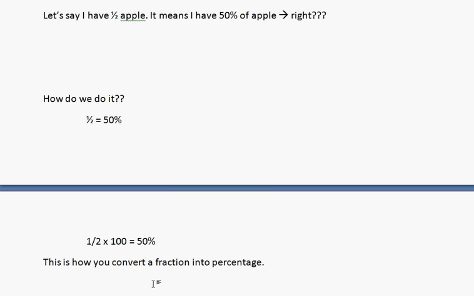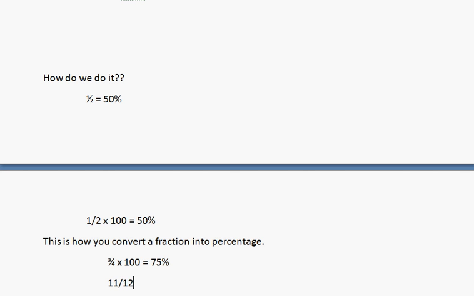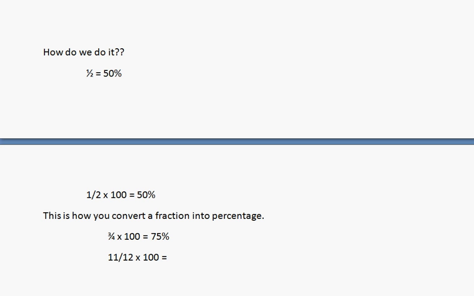So how to convert a fraction into a percentage? It's very simple. If you have 3 by 4 as a fraction, you just multiply it by 100 and you would get 75%. This is how we convert fractions into percentages. Again, let's say you have 11 by 12 as a fraction. You just multiply it by 100 to get whatever you would be getting as a percentage, and you just assign a percentage sign to it. This is how we convert something into a percentage.